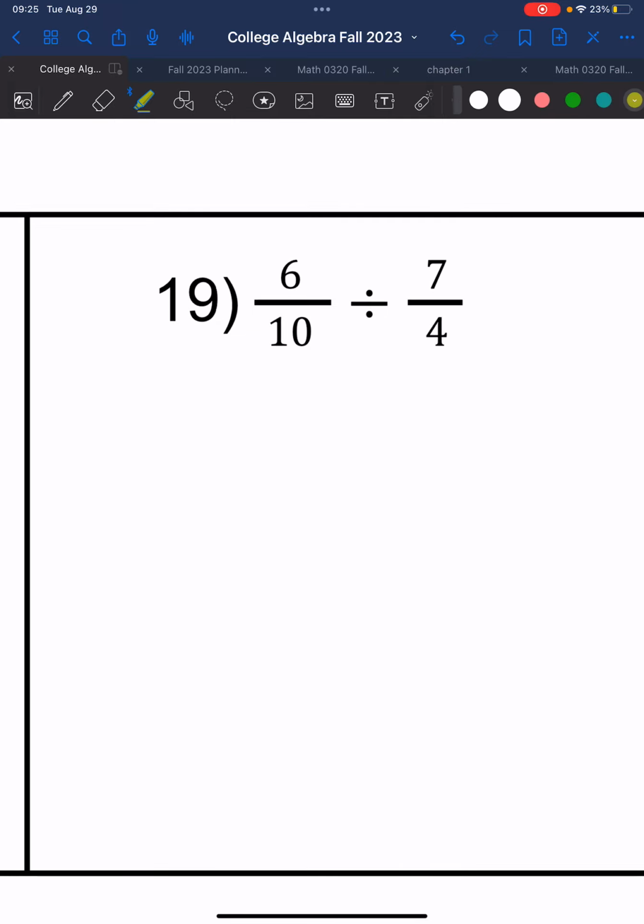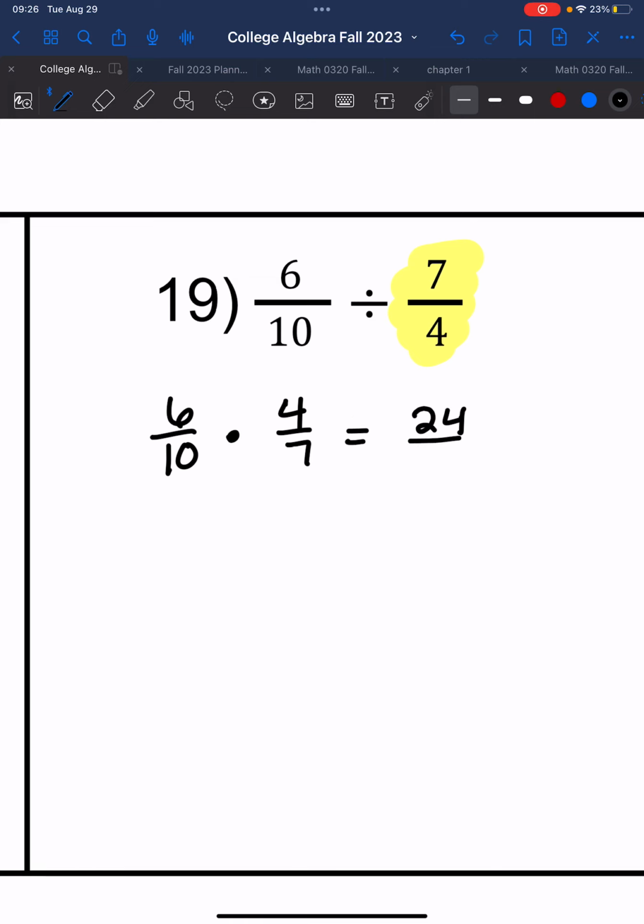Okay. Same thing with 19. We are going to take our second fraction and flip it. So we have 6 over 10 times 4 over 7. Multiplying the top, 6 times 4 is 24. The bottoms, 10 times 7 is 70. And I believe that is as simplified as it gets as well. So 24 over 70.